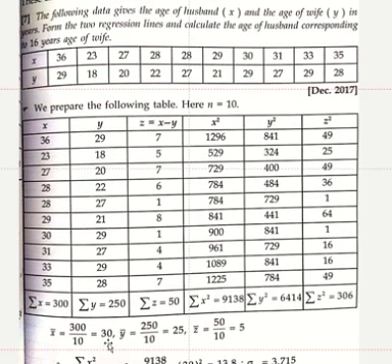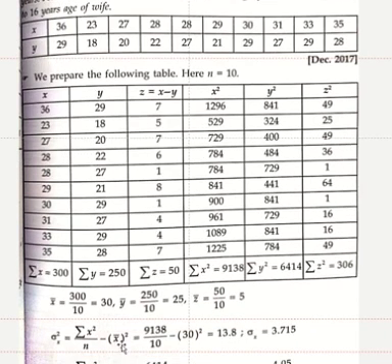Next, we need to find x bar, y bar, and z bar. X bar is equal to summation of x divided by n. Therefore, summation of x is 300, divided by n is 10, that is equal to 30. And y bar is equal to summation of y divided by n. The summation of y is 250, divided by n is 10, that is equal to 25. Z bar is equal to summation of z divided by n. Summation of z is 50, divided by n is 10. Therefore, it is equal to 5.